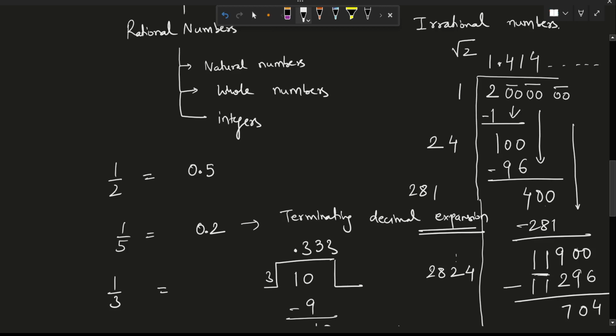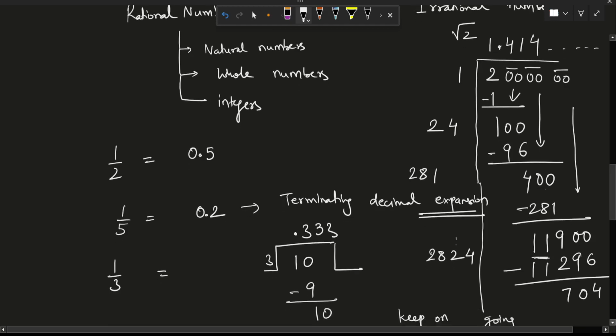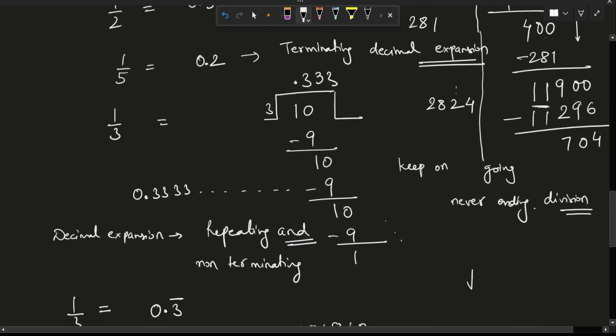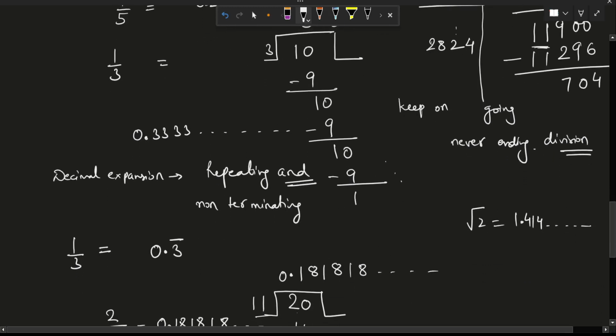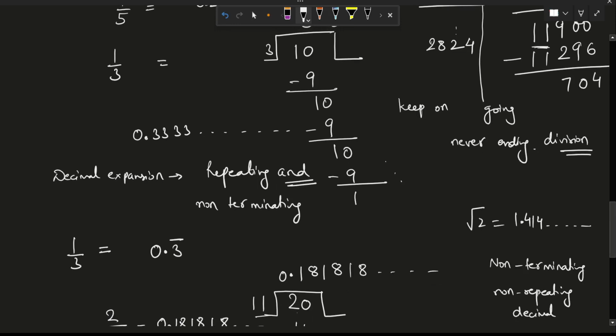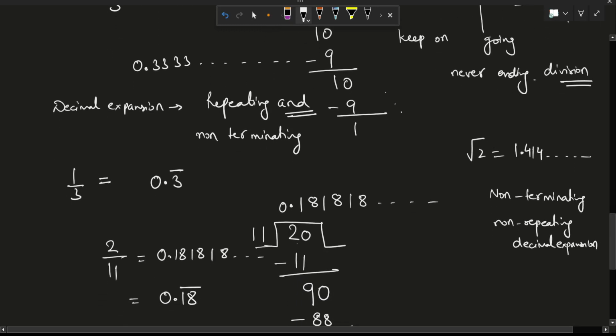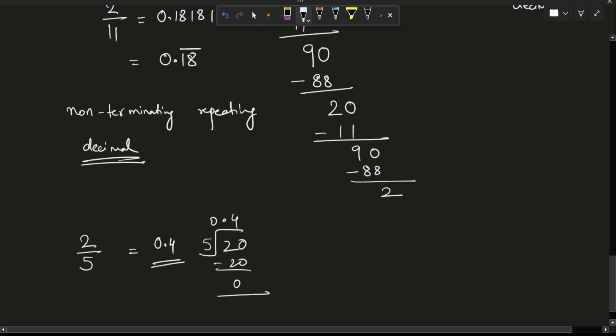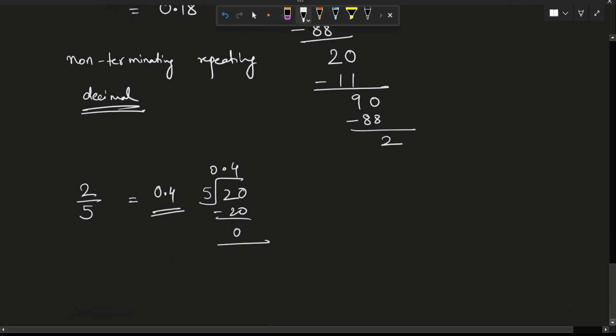It is also non-terminating, but it is not at all repeating. So what I got for root 2 over here is 1.414, and it keeps on going. There is no pattern being repeated. So it is also a non-terminating, non-repeating decimal expansion. So for an irrational number, the decimal expansion is non-terminating, non-repeating. Clear? Now let's take one more example in a bigger place, so let's talk about root 3.